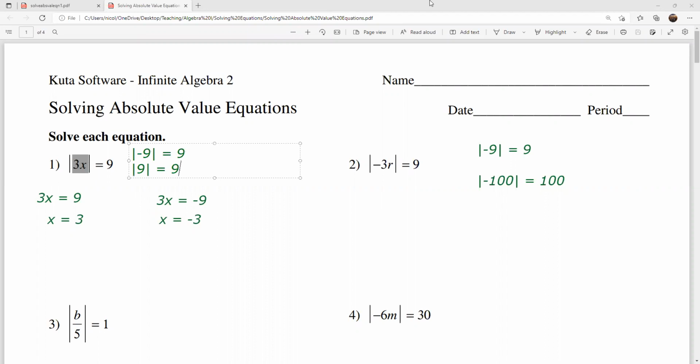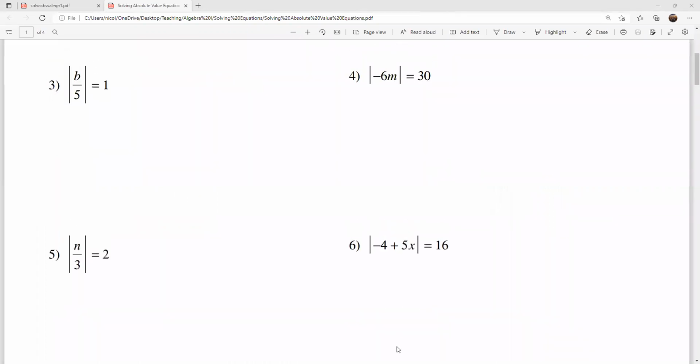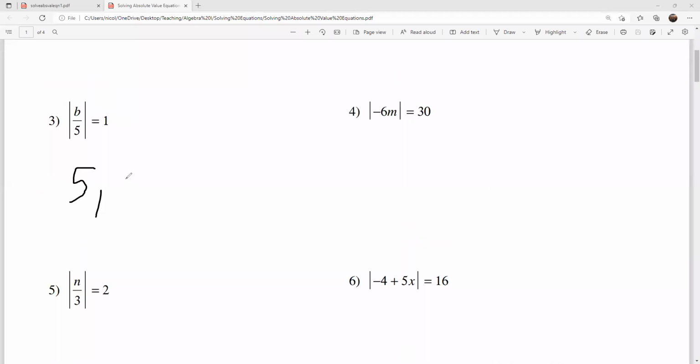So these are pretty much one-step ones. These are pretty easy. For this one, you would get 5 and -5. For this one, you would get 5 and -5 again. This would get you 6 and -6. And you can see these are the opposite of each other, but that won't always be the case. Like, let's look at number 6.